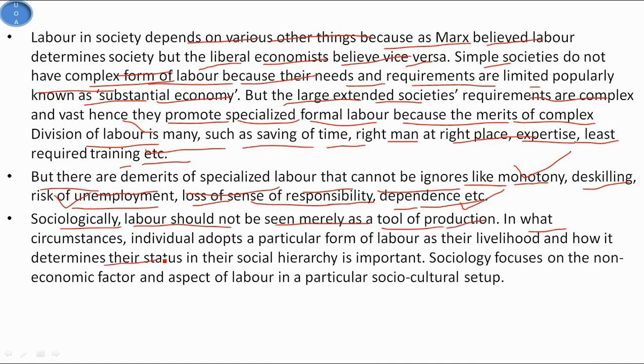In what circumstances an individual adopts a particular form of labor as their livelihood, and how it determines their status in the social hierarchy, is an important thing. So sociology basically focuses on the non-economic factors and aspects of labor in a particular socio-cultural setup.